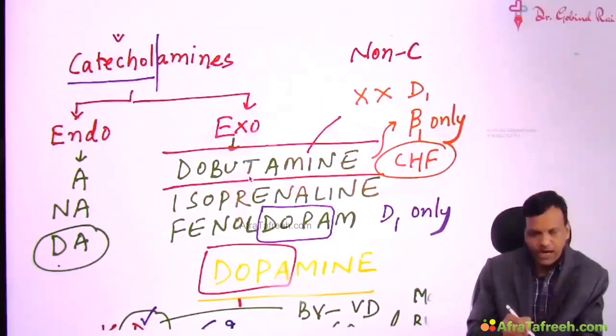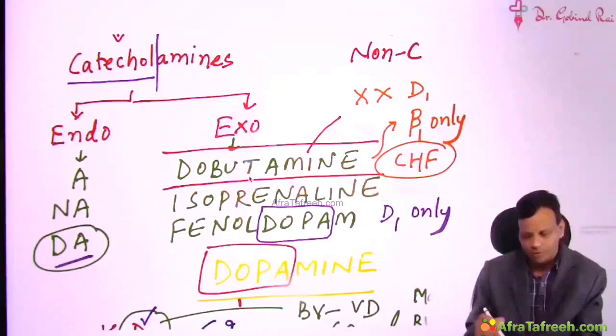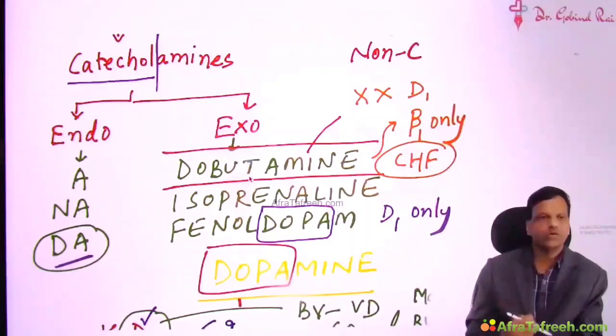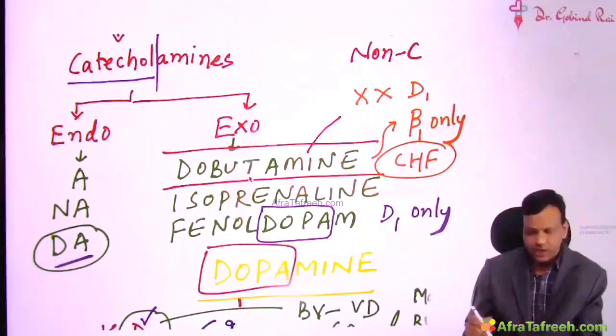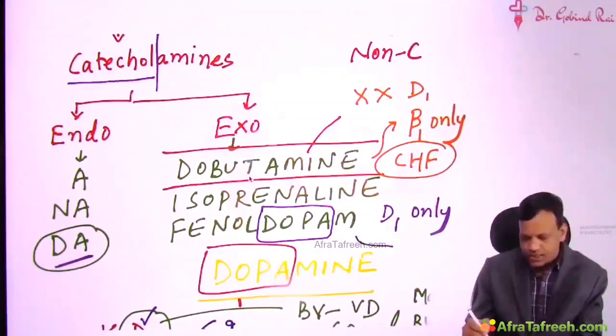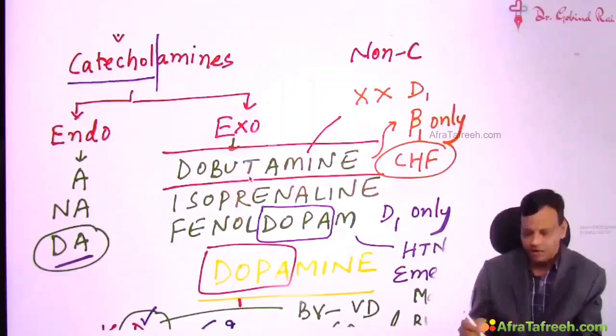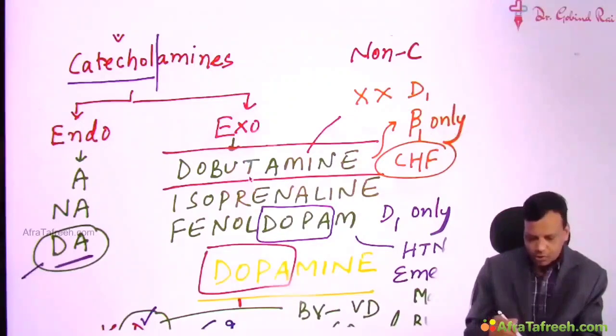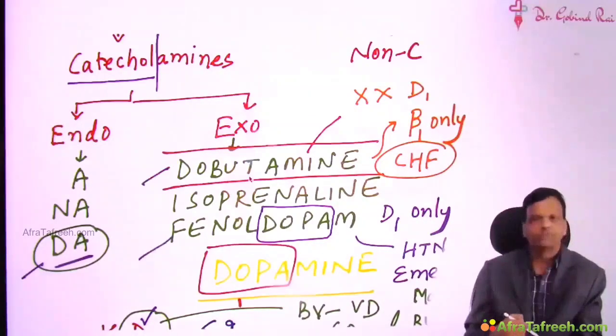Unlike dopamine, which at high doses starts stimulating beta 1 and alpha 1 receptors also, phenoldopam even at high dose stimulates only D1 receptors. So when it stimulates only the D1 receptor, it will cause only vasodilation. And when it is causing vasodilation, we can utilize it in hypertensive emergencies. So phenoldopam can be used in hypertensive emergencies. It will cause vasodilation and treat the hypertensive emergencies. So that is all about dopamine, dobutamine and phenoldopam.